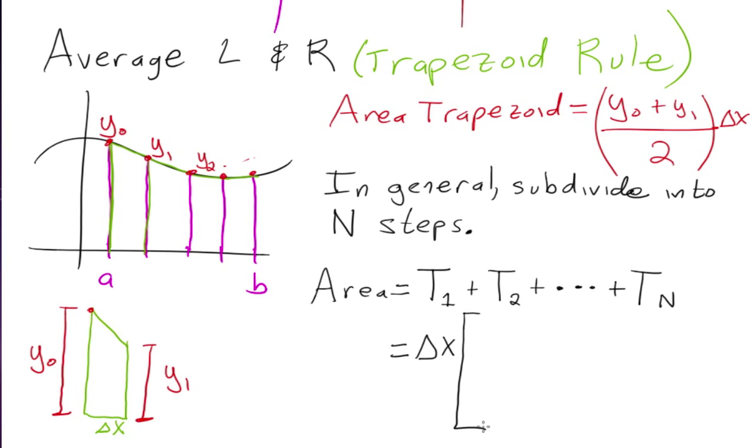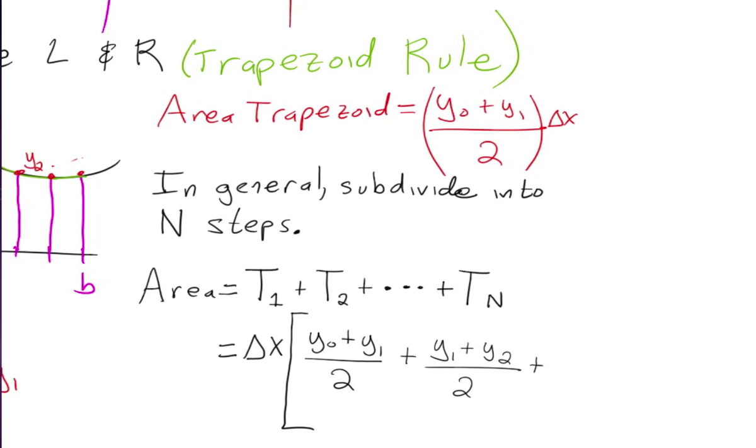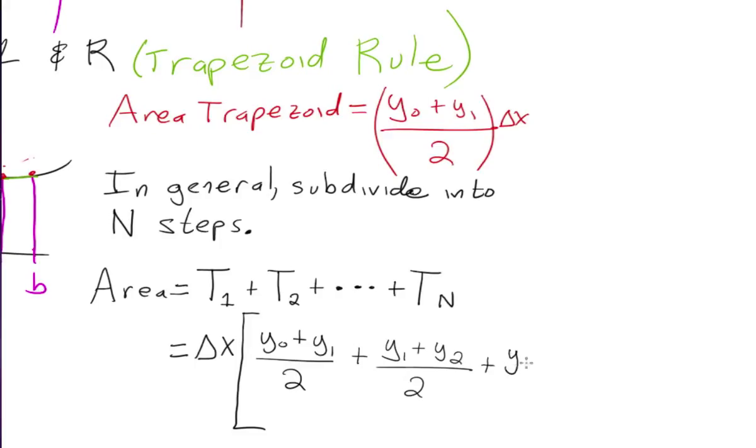y0 plus y1 over 2. Okay, y0 plus y1 over 2. And then, of course, times delta x, but that's why we factor it out, right? Plus, the next one would be y1 plus y2 over 2 plus... Okay, let's see how long we want to do this for. So we want to see the pattern.